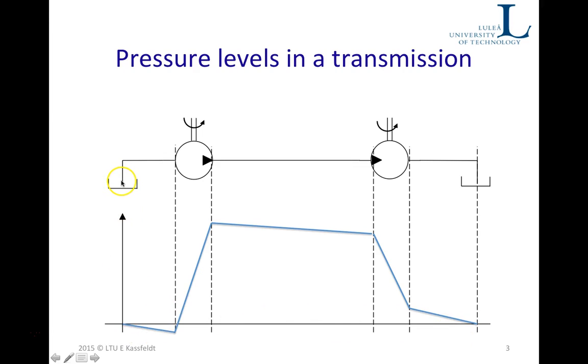If I start off from the tank, I have a pressure drop in the first section of line. Then I come to the pump. We have a pressure rise. We have a long tube here, and we have a small pressure drop. Then we come to the motor. Here we have the main pressure drop, the pressure drop that in fact gives something useful out on the shaft from the motor. And then there's always a small pressure drop from this part of the tubes back to the tank again.